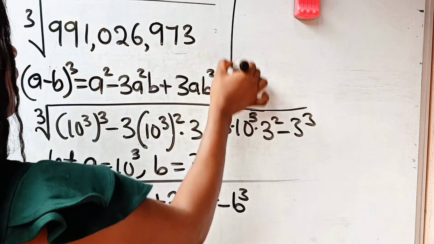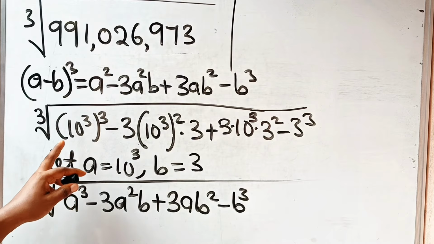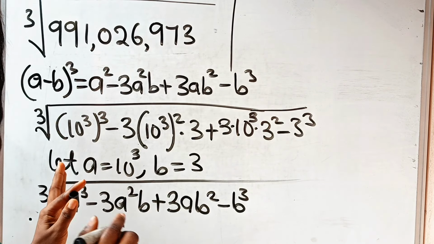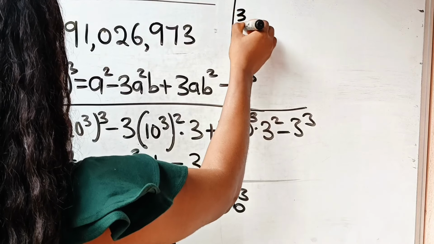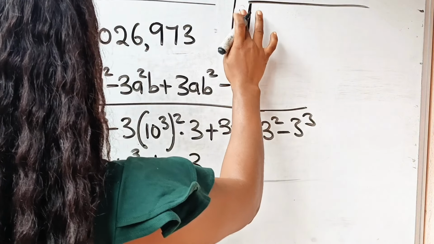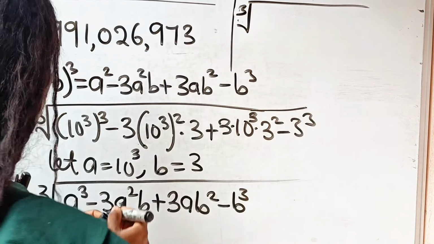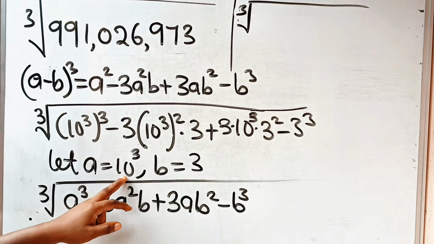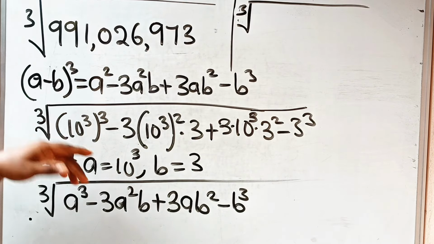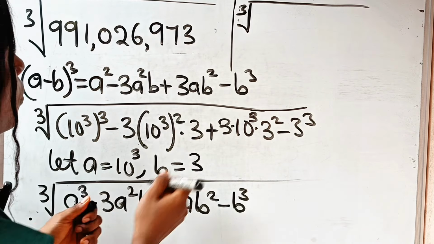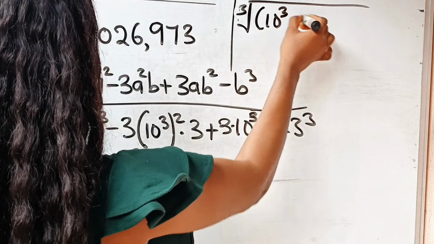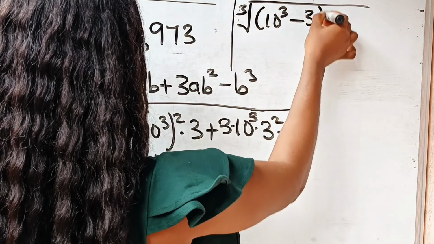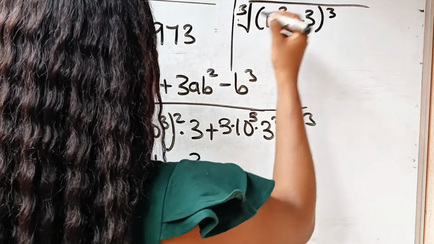So, it simply means that we can express our denominator, this number we have under the root sign, as the cube root of, so our a is what? We now express it in this form. Our a is 10 to the power of 3. Okay, so it's going to be 10 to the power of 3 minus our b, which is 3, raised to the power of 3.